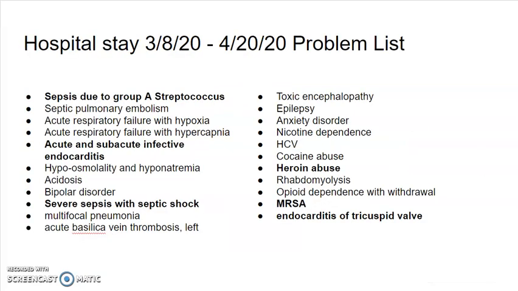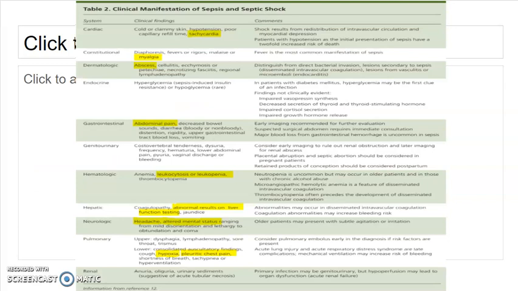So during this patient's hospital stay from March 8th through April 20th, she had a very long problem list. So we did have sepsis due to group A strep, acute and subacute infective endocarditis, severe sepsis with septic shock, heroin abuse, MRSA, and endocarditis of the tricuspid valve. So when looking at the clinical manifestations of sepsis, you can see that our patient had a lot in common, and even a lot more that were in her chart.